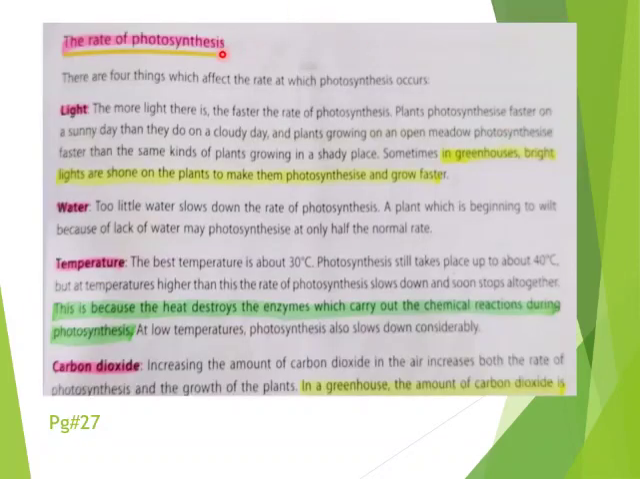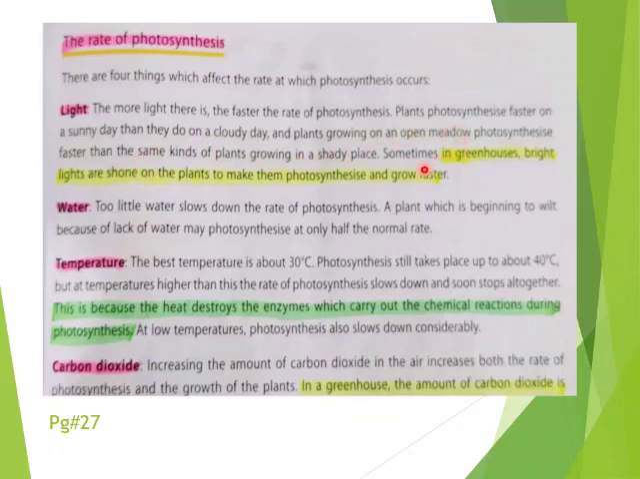Now, on page number 27, we are going to study the four factors which are maintaining the speed of photosynthesis, the rate of photosynthesis. So there are four things. These are light, water, temperature, and carbon dioxide. If light is more, photosynthesis will be more. Plants on a sunny day make more chlorophyll, make more glucose, and do more photosynthesis.